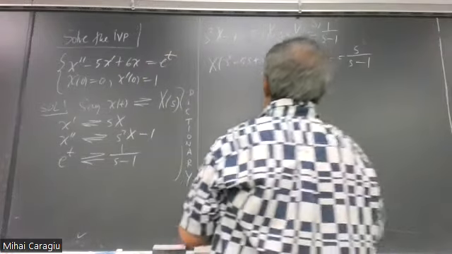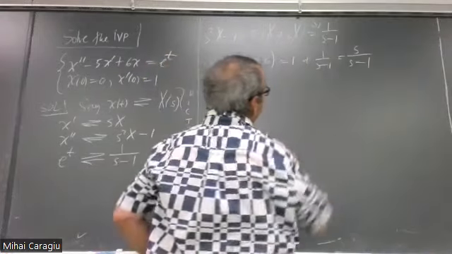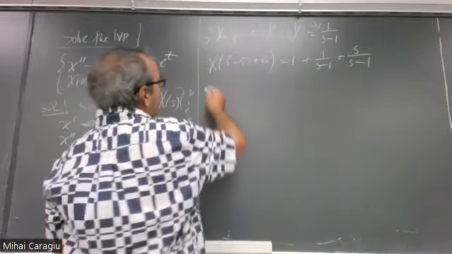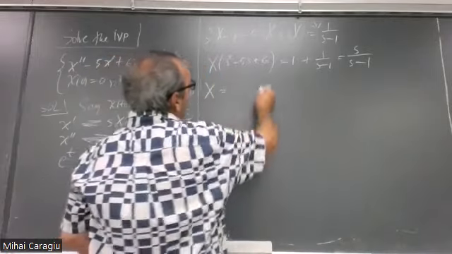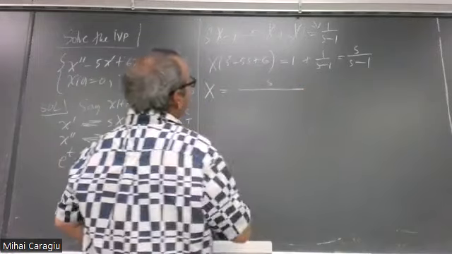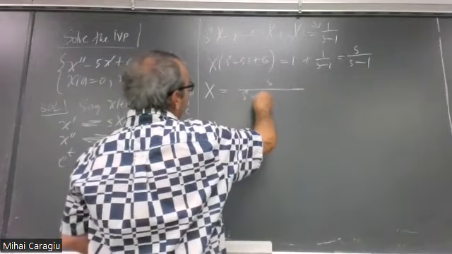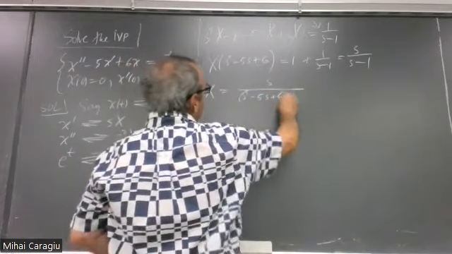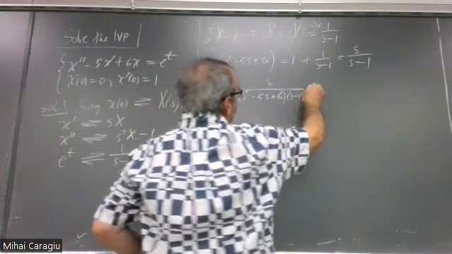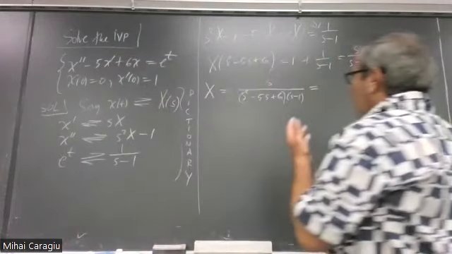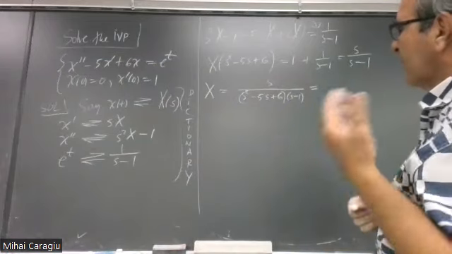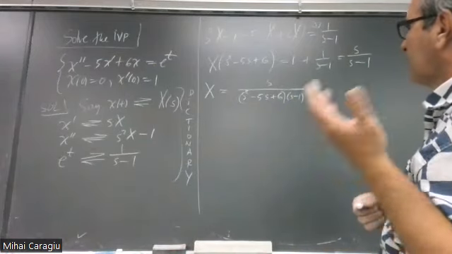So X times (s squared minus 5s plus 6) is s over s minus 1. Solve for X: big X equals s over (s squared minus 5s plus 6)(s minus 1). And then we can factor completely. We want to use partial fractions. To use partial fractions, we have to completely factor the denominator as much as we can.